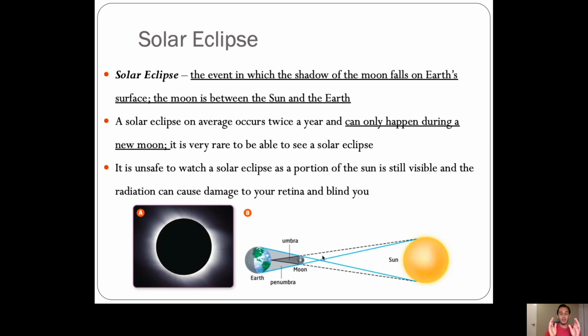But because the distance between Earth and the moon and Earth and the sun is different, it appears as though the moon can perfectly cover the sun.